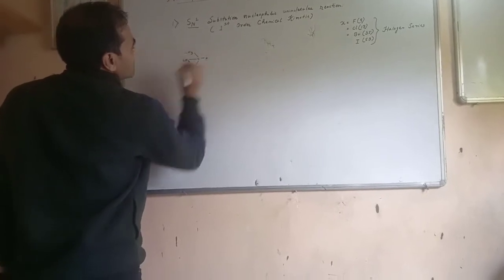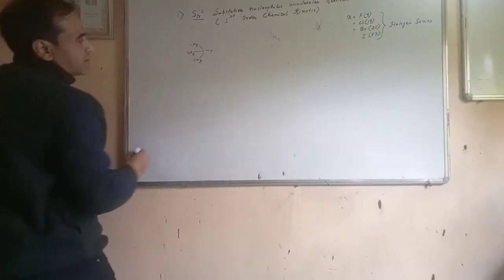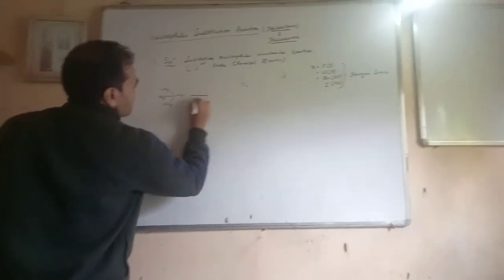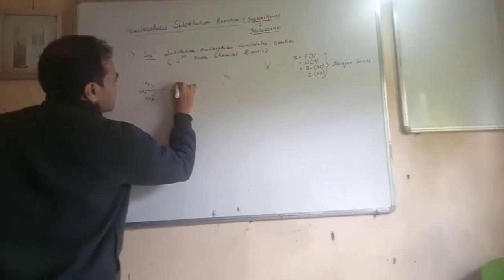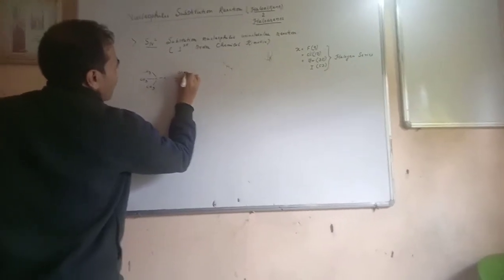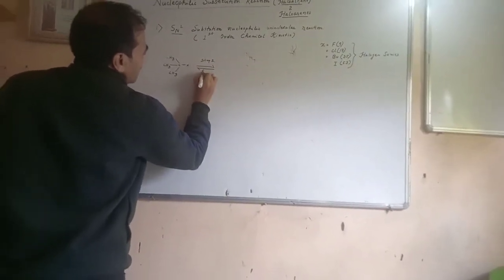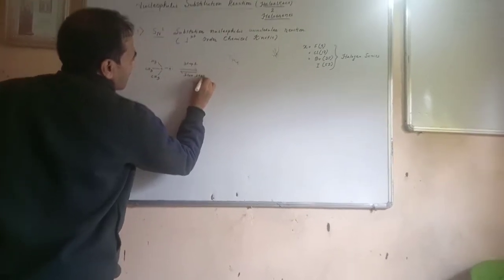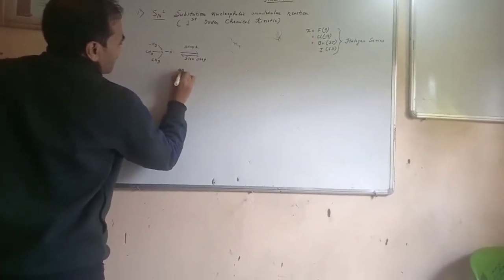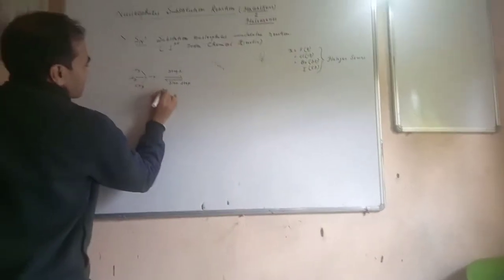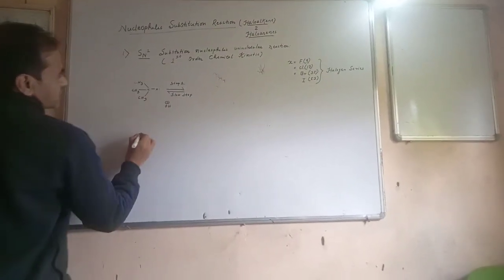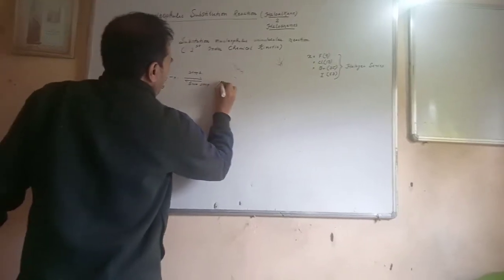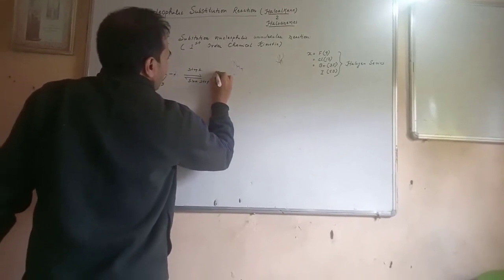and it follows first order kinetics. So what happens? This is a two-step mechanism. The first one is step 1, which is a slow step. What happens? Any nucleophile, let's say hydroxide, the first step will be the generation of carbocation.